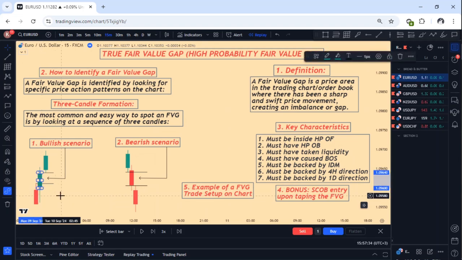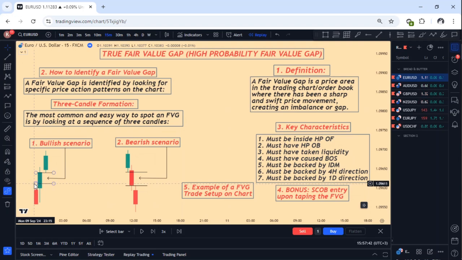Yeah, here we go. So this is the first candle, this is the third candle. This is the high of the third candle, the high of the first candle, and this is the low of the third candle. So you mark the low of the third candle and the high of the first candle. The gap between that is brought about by the second candle is what is called a fair value gap, as illustrated here.